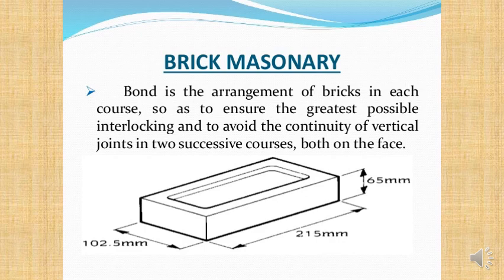And you can also see in this example we actually have an indentation which we call a frog, a way to reduce the mass of the brick without changing the overall surface area.